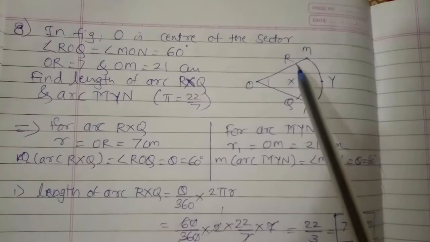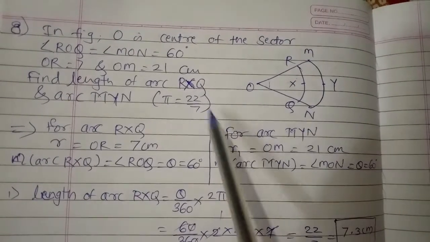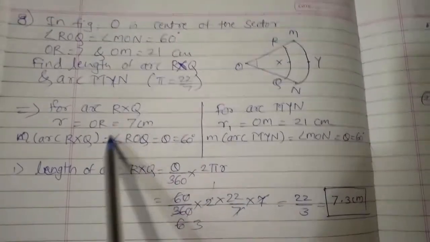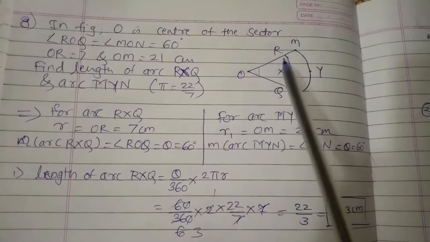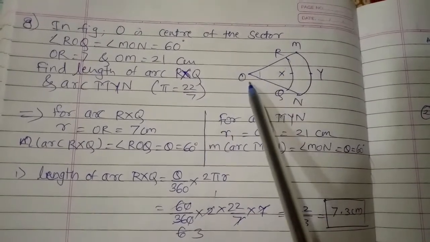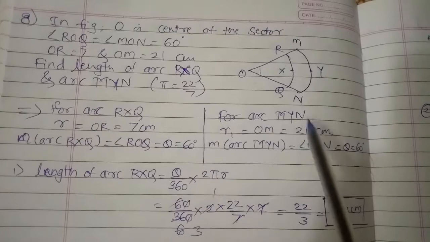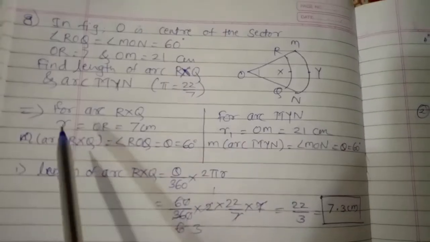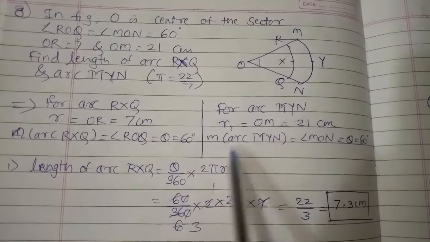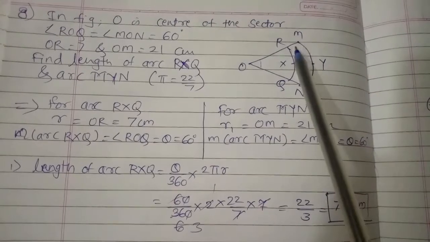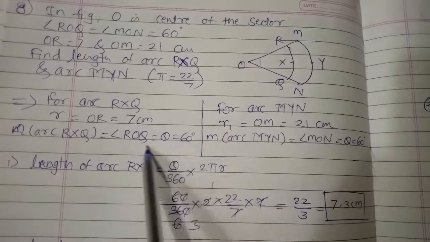So we have to find the length of the arc RXQ as well as the arc MYN, and we are given the value of pi as 22/7. For the arc RXQ, the radius is 7 and the angle is 60 degrees. Same for MYN, where the radius is 21 centimeter. We consider this r1, and this one r. So r1, that is OM, is 21 centimeter, and for the major arc MYN the angle is 60 degrees, both having the same angle.